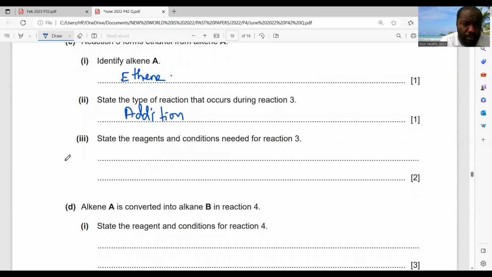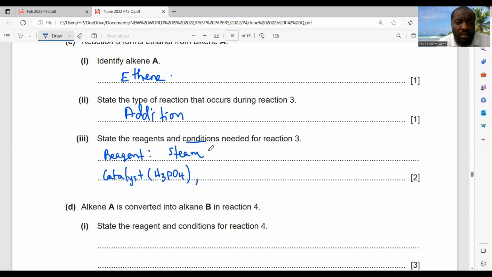State the reagents and conditions. What's the reagent? We said the reagent should be steam. And for the conditions, you need a catalyst, which is phosphoric acid. You also need a pressure of 60 atmospheres and a temperature of 300 to 330 degrees centigrade. So those are your conditions needed. You give any two, but make sure the catalyst is there. With any of these, you have your full marks.